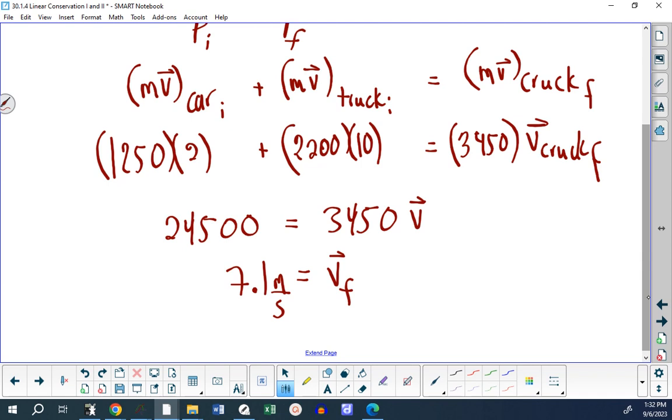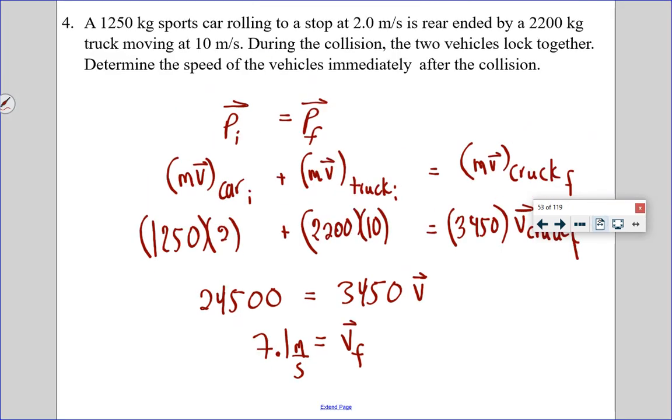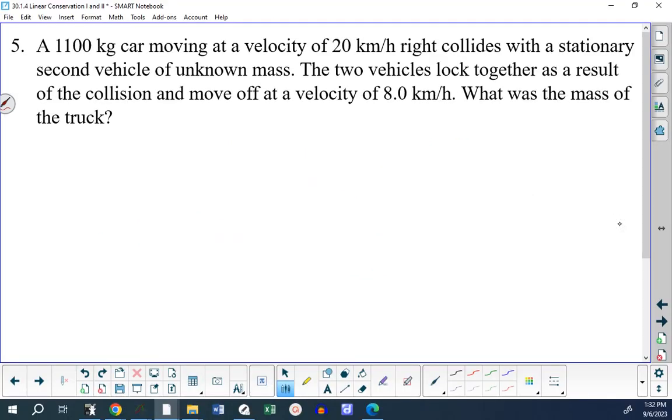One final question before we do. Take a look at our work here. Does anybody have any questions about anything we did there in that example? All right, one last quick one. What do we got going on here? A 1,100 kilogram car is moving at 20 kilometers per hour to the right, collides with a stationary vehicle of unknown mass. They lock together and move off at 8 kilometers per hour.